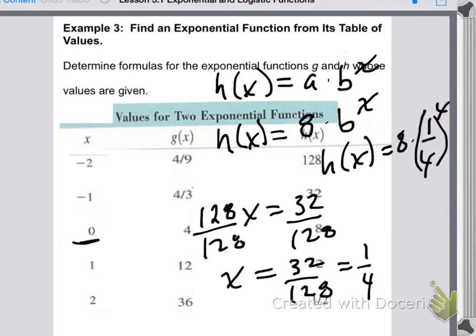Alright, so what I did in this example was I found the formulas for an exponential function based on a table of values. Alright, so that's my final answer there.